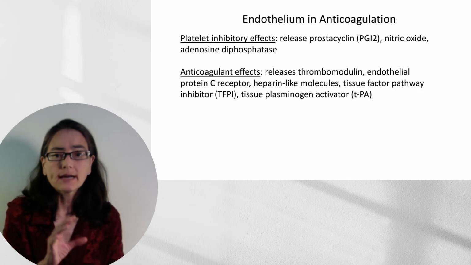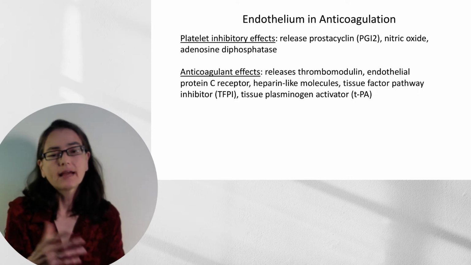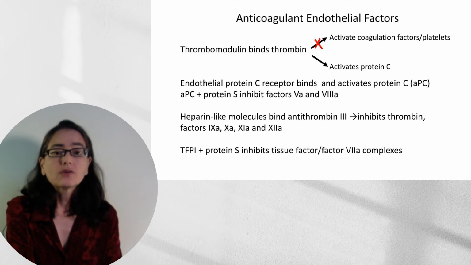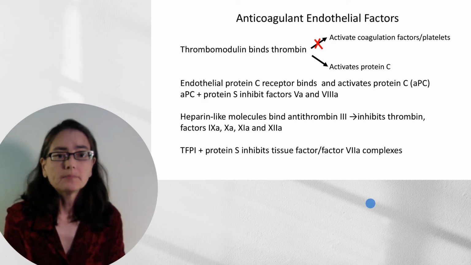So let's look a little bit more at the details of this, and then I'll take you again to another drawing. All right, so one of the things that endothelium can release is thrombomodulin. So thrombomodulin is made by the endothelium and it will bind thrombin. And when it does this, thrombin can no longer activate coagulation factors and platelets. So it no longer is procoagulant.